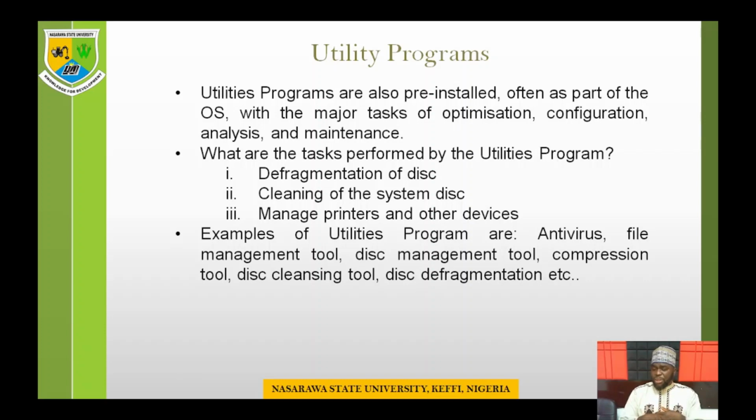An example of a utility program is antivirus. We install antivirus in our computing devices with the aim to defend against viruses that might cause danger to our programs. Another is file management through disk management tools and compression. Disk management is very common.